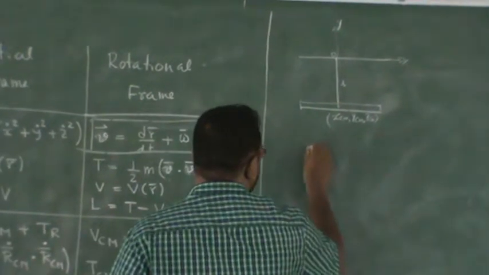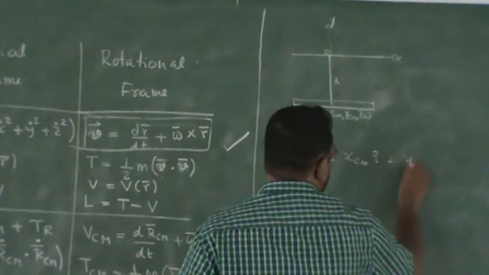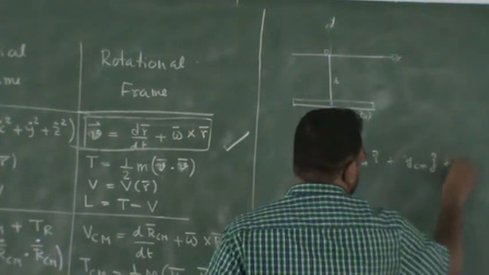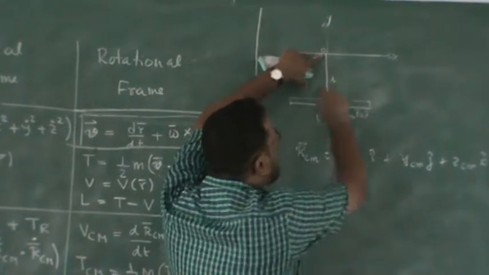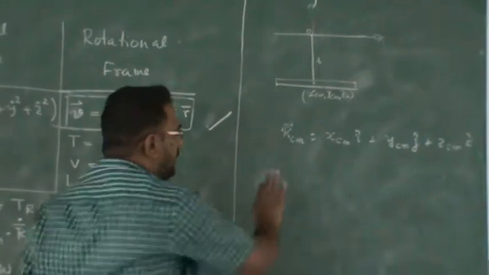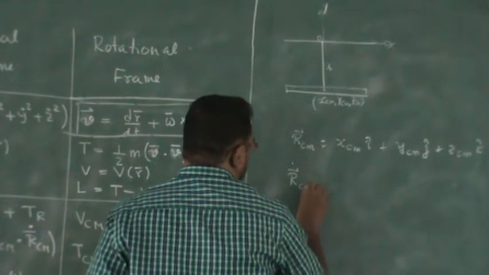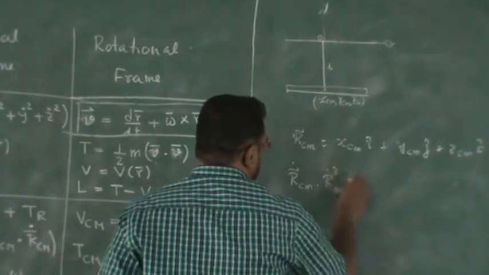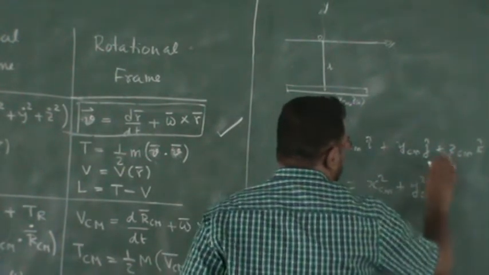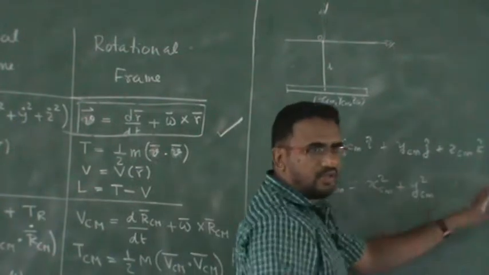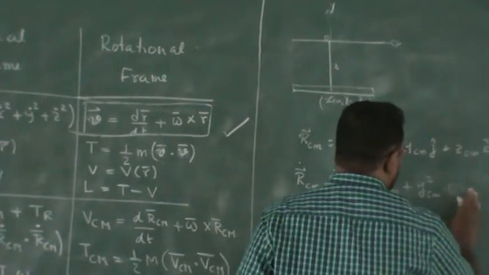Therefore, the R vector, R center of mass, is x center of mass plus y center of mass plus z center of mass. Okay. So you can write in terms of angular coordinates also, but I am not writing that, I am writing in terms of center of mass coordinates x, y, z. Then R dot cm dot R dot cm you can compute, that is xcm dot square plus ycm dot square. Suppose it is motion on the plane, then z is not going to contribute. Correct? So suppose z is constant, therefore this is 0.